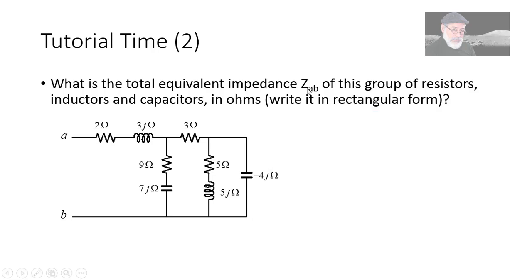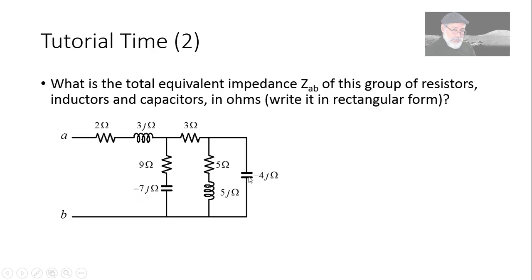Tutorial time 2. What is the total impedance ZAB of this group of resistors, inductors, and capacitors in ohms seen at the port AB? Write the result in rectangular form. It's going to be a complex number. So you see here, resistors are given by a real number 2, 9, 5 ohms, 3 ohms. Inductors by a positive imaginary number 3j, 5j. And capacitors by a negative imaginary number, negative 7j, negative 4j.